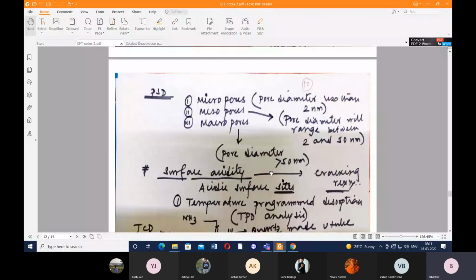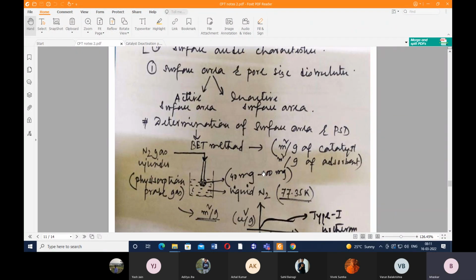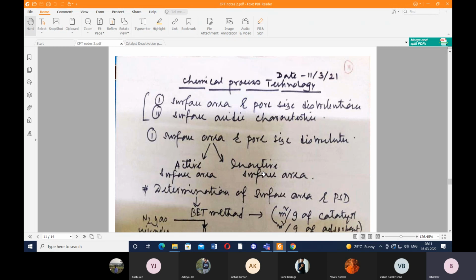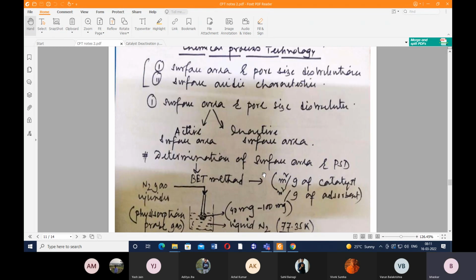So yes, in Monday's class, I was talking about the synthesis and different characterization techniques that we make use of for a catalyst. There are several characteristic features of a catalyst. However, we mainly talked about the surface area, pore size distribution, and also the surface acidic properties.